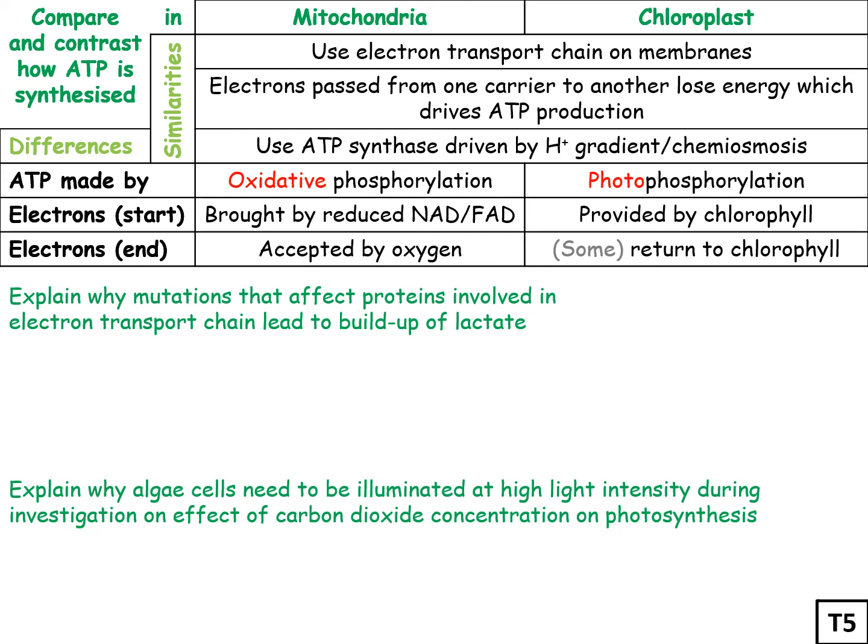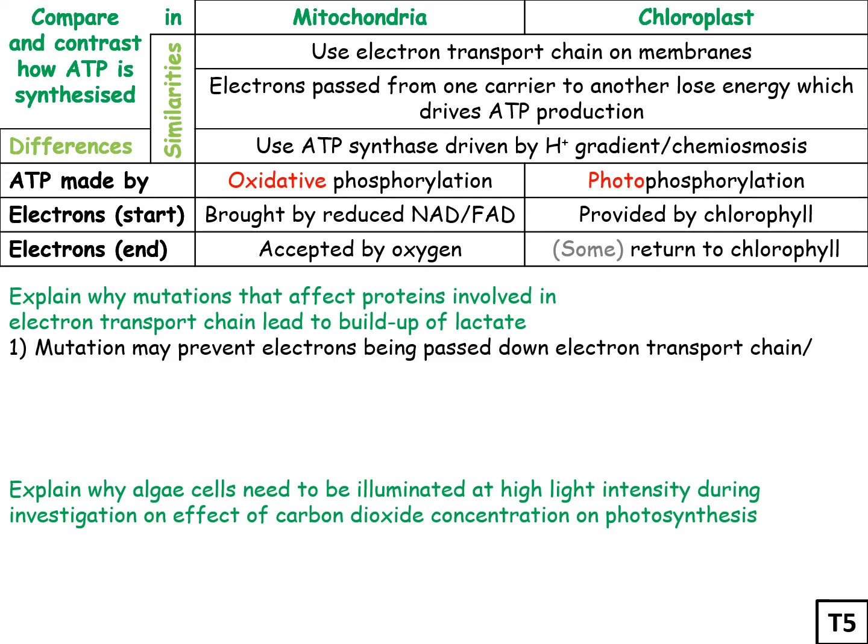Explain why mutations that affect proteins involved in the electron transport chain lead to a buildup of lactate. So what are these proteins in the membrane that are involved in the electron transport chain that can be mutated, and what effect would that have if the mutation occurs? Well, the mutation may prevent the electrons being passed down from one electron carrier protein to another, and because they're not being passed on, you don't have hydrogen ions being pumped across. The other protein that could be affected is ATP synthase, where ATP is produced.